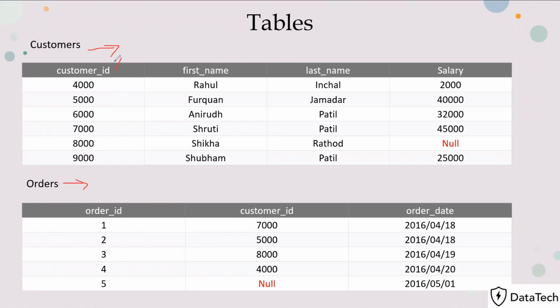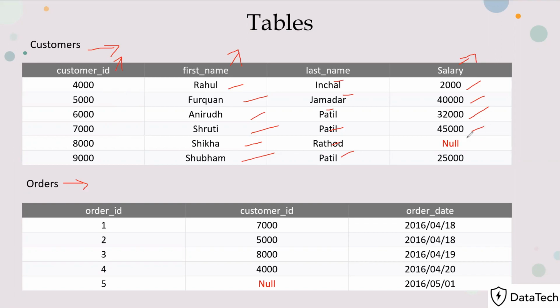First is customer ID. The second column in the customers table is first name, that is Rahul, Inchal, Furkan Jamadar, Anirudh Patil, Shruti Patil, Shikha Rathore, Shubham Patil. Now this is their salary. Say I am earning $2,000. Furkan is earning 40,000. Anirudh is earning 32.